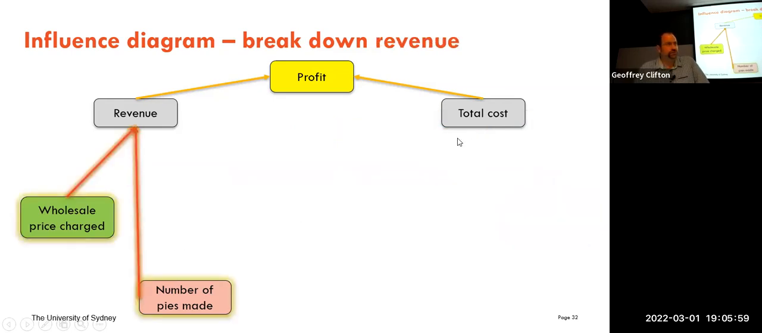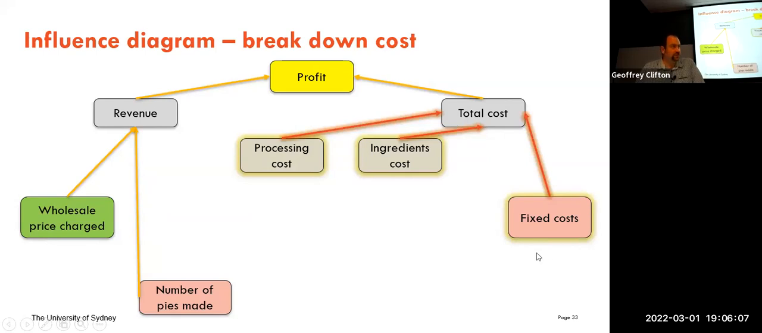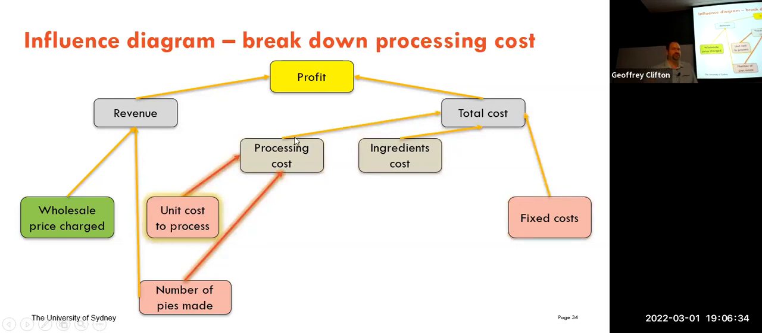So then we come to total cost. We spoke about Simon's costs being a function of the fixed costs and the ingredients cost and the processing cost or the baking cost. So how much it costs to bake, how much the ingredients cost, how much the fixed costs are. See how we've broken that down a little bit further? So now we break down processing cost. His processing cost is going to be a function of the number of pies made and how much it costs to process each pie. So if it costs 10 cents to bake a pie and he bakes 1,000 pies, then it will cost him $100.